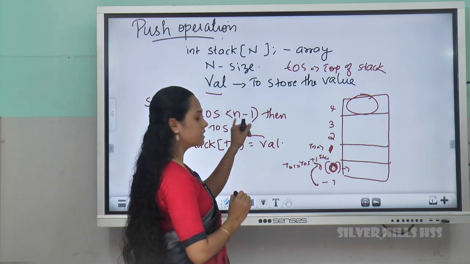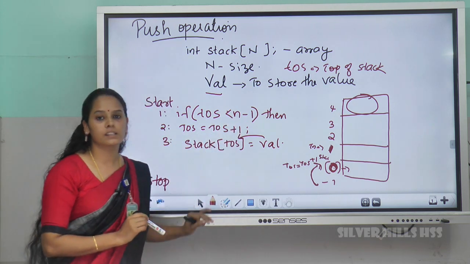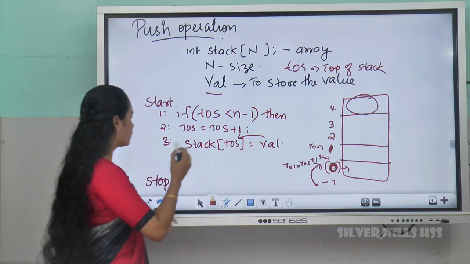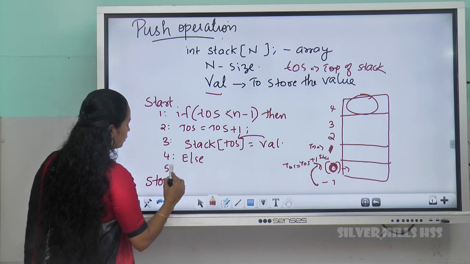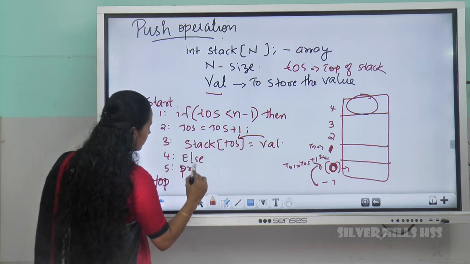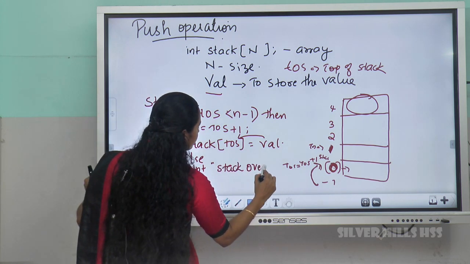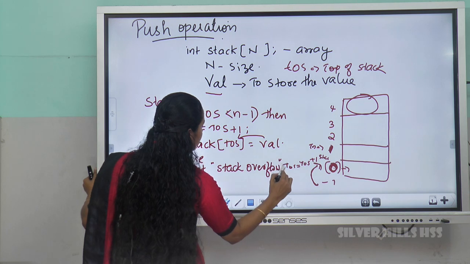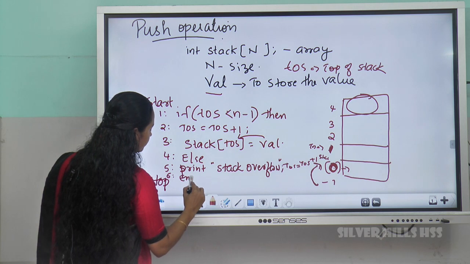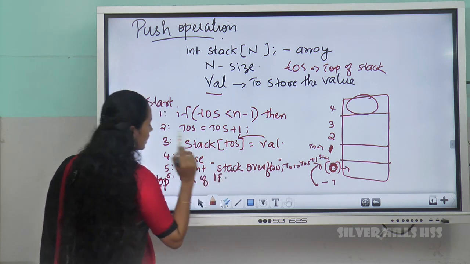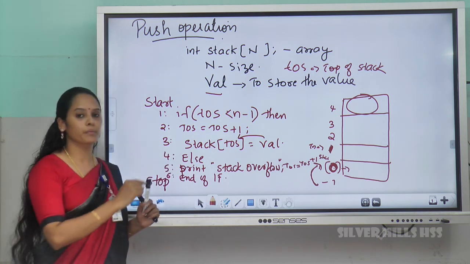Then if this condition is false, what will happen? I told you if this condition is false, then that situation is called what? Stack overflow. So here the fourth step is else, the fifth one is print stack overflow, and then the last one is end of if. This is the algorithm of the push operation, that is inserting an element to a stack.